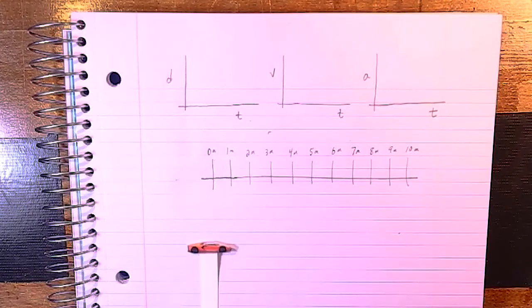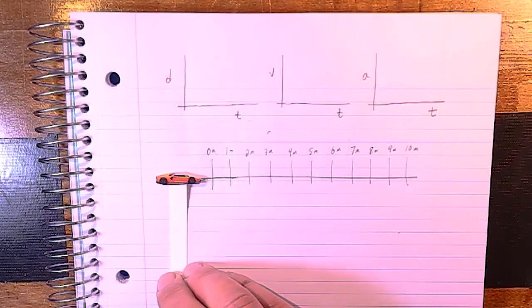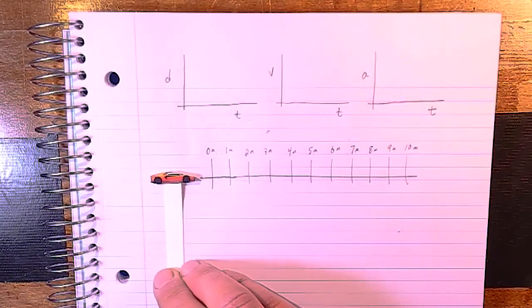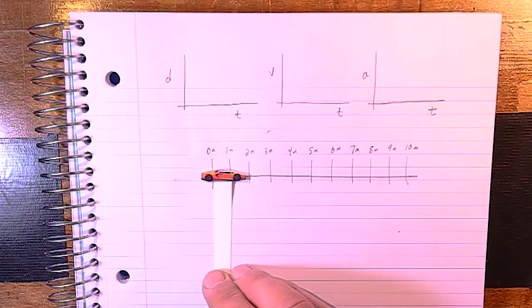What are these graphs going to look like if we have our Lamborghini traveling at a constant velocity? So now our car is doing this.